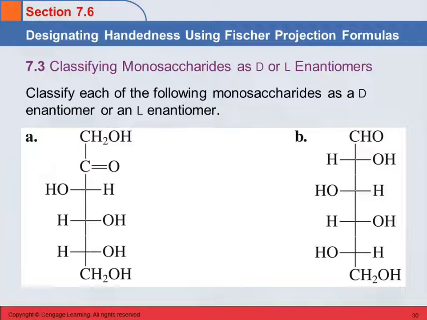Okay, so we've already been practicing this. Classify each as a D enantiomer or an L. So letter A, is that D or L? It's D, because the hydroxy group is on the right. How about B? That's L, because there we got the hydroxy group on the left.